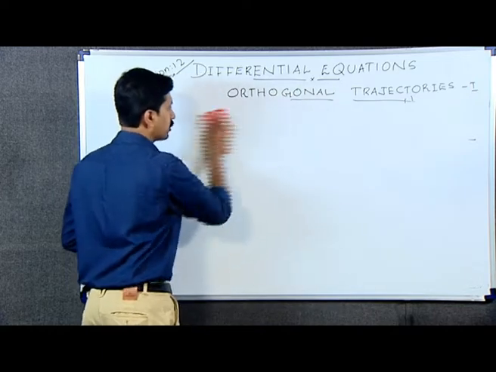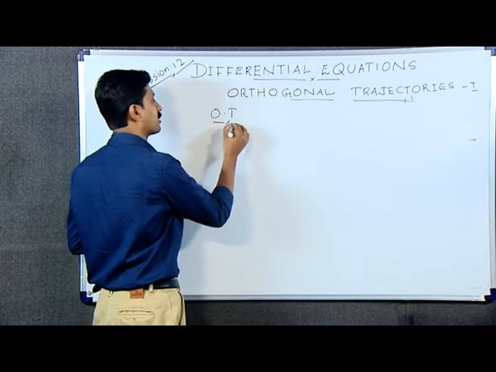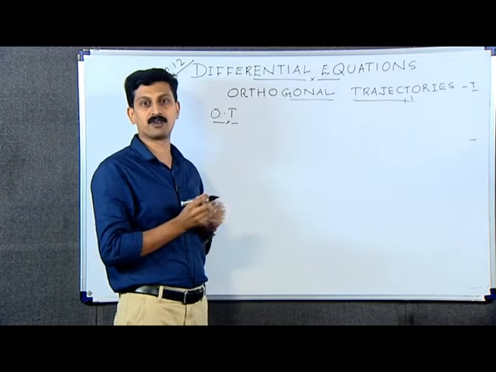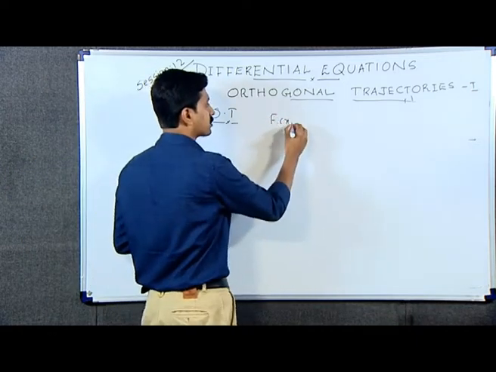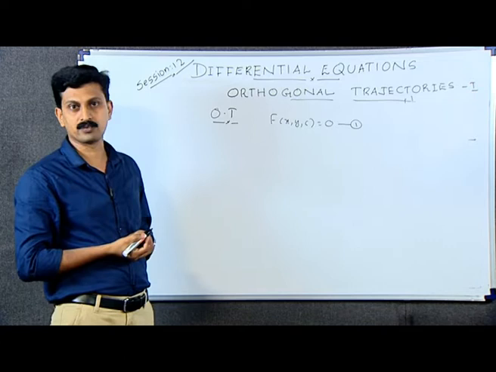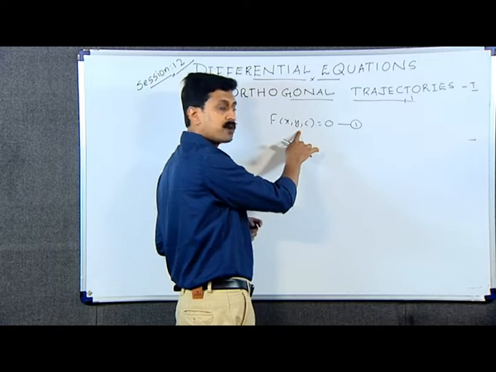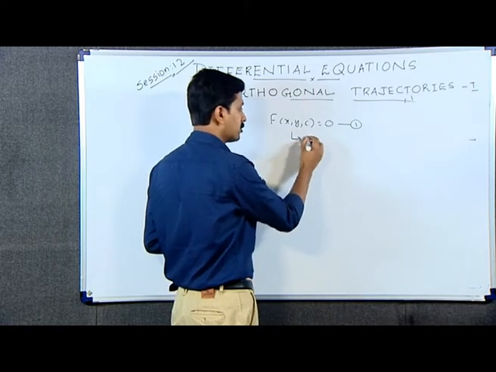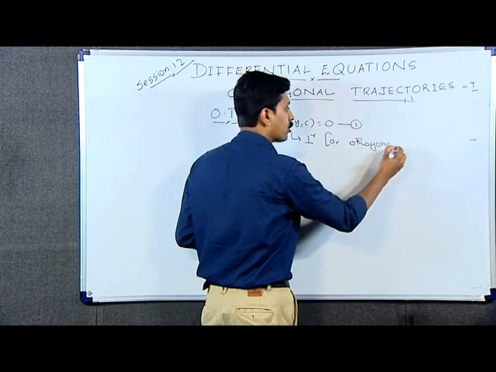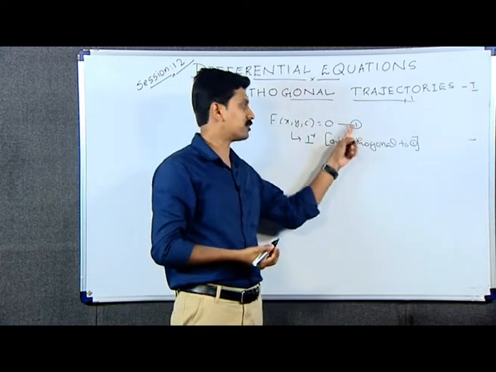Before going to orthogonal trajectories, I would like to define what an orthogonal trajectory (OT) is. Orthogonal trajectories are families of curves. We already discussed the family of curves, the set of all equations of the form f(x, y, c) = 0. I am taking this as a family of curves. For this family of curves there may exist an orthogonal trajectory, that is, a curve perpendicular or orthogonal to all the members of the family of curves (1).